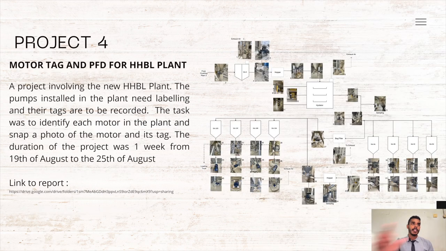The next one is quite a major project. It lasted for a week, and this was inside the new HHBL plant, or hydrated hard burn lime plant. This task was for me to determine the motor tags and their iron labels inside the entire plant. The plant consists of around 40 motors for each of their equipment, and I was tasked to take photos of these motors to make a simple PFD, as well as label each of these motors, so that if anything goes wrong with a motor, they could easily look into the report, find the motor, find the specs and get it changed.